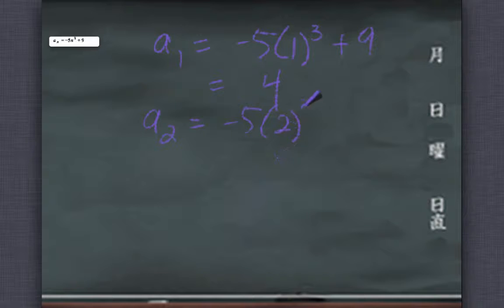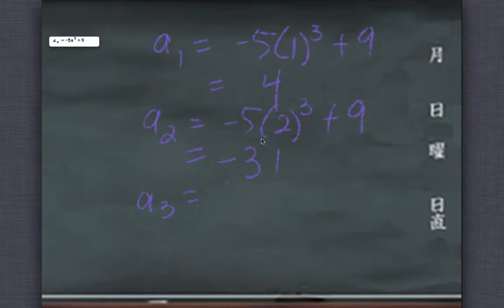So a sub n is minus 5n cubed plus 9. A sub 1 is minus 5 times 1 cubed plus 9, which is 4. A sub 2 is minus 5 times 2 cubed plus 9. That's minus 40 plus 9.